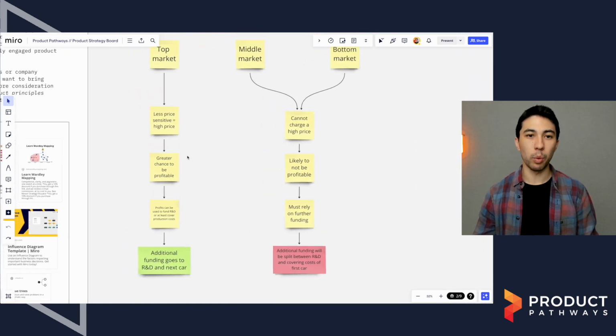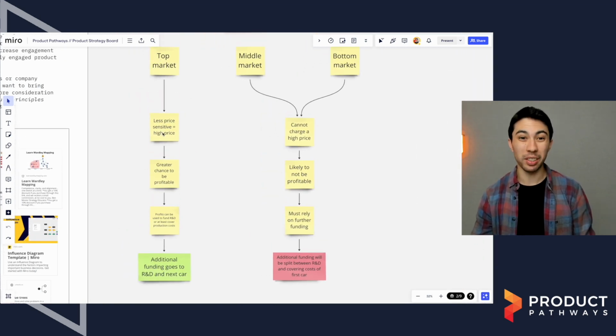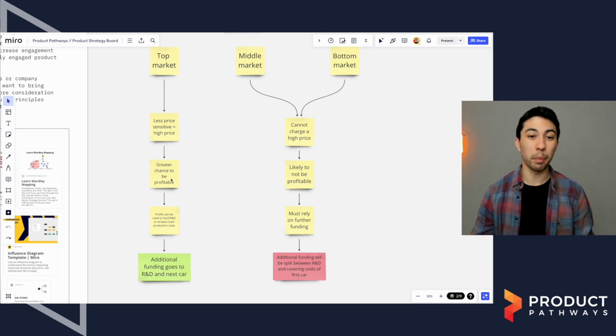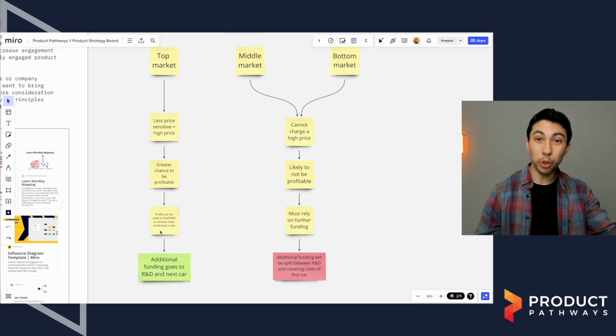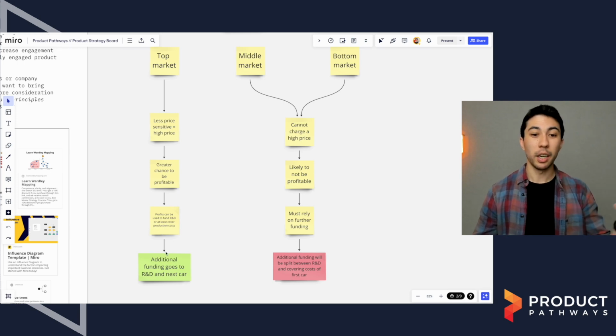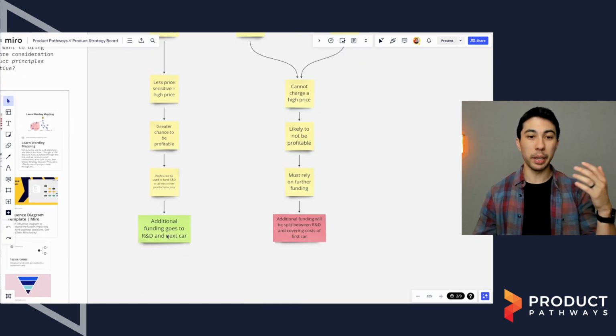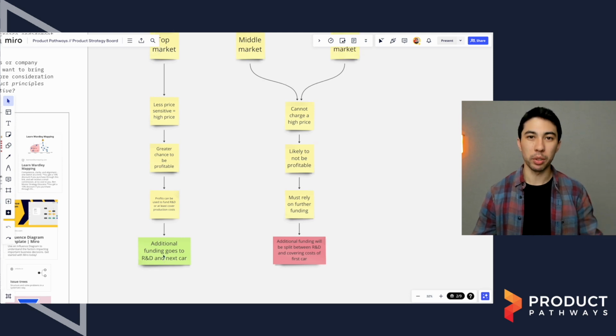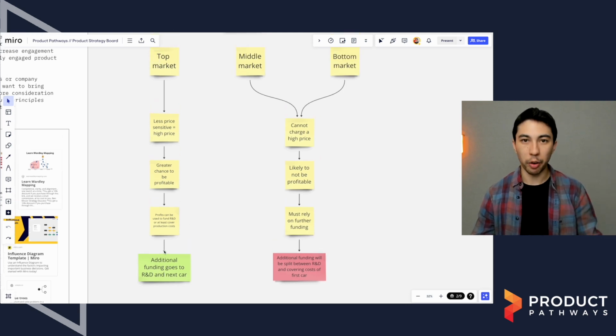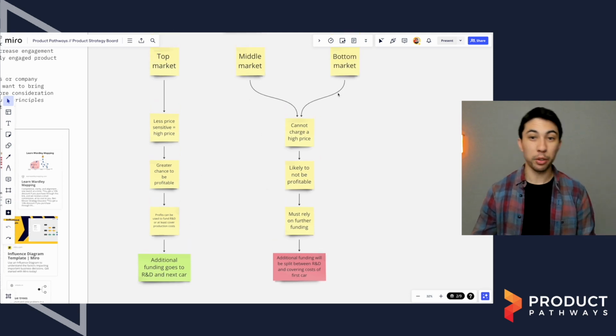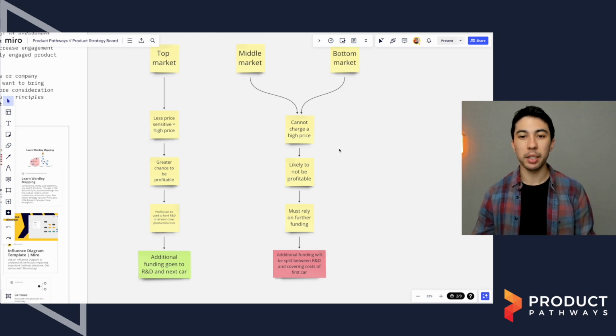Let's model it out. Well, the top market is going to be less price sensitive, means we can charge a higher price, gives us a greater chance to be profitable. We know we can use that profit to fund R&D, which means that it's going to be a net positive scenario there. Scenario number 2 or 3 would be to tackle one of these markets.